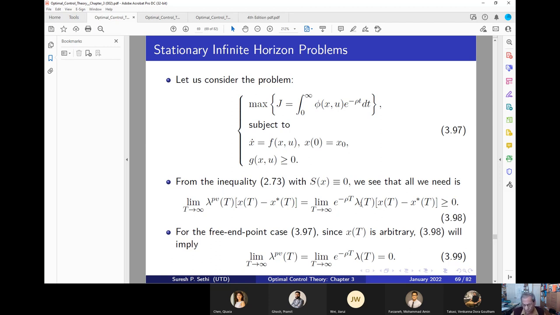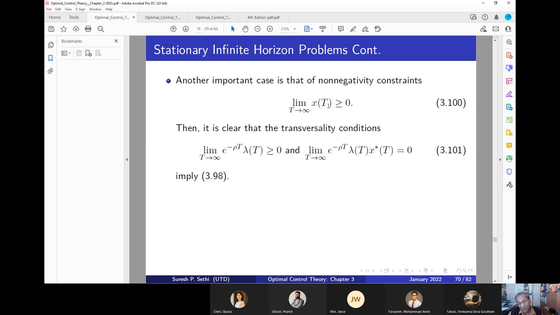And so that condition boils down to this condition. And if it's a free endpoint problem, then that condition boils down to this condition. So instead of lambda(T) equal to zero in a free endpoint problem, we have an asymptotic value of lambda(t) as zero. Okay? Because this is what the immediate extension of the condition as t goes to infinity means. We're not proving anything anymore. We're just going by heuristics and using whatever we can.